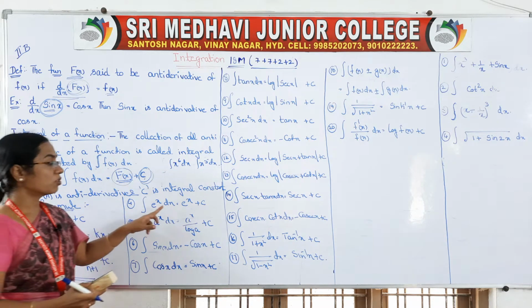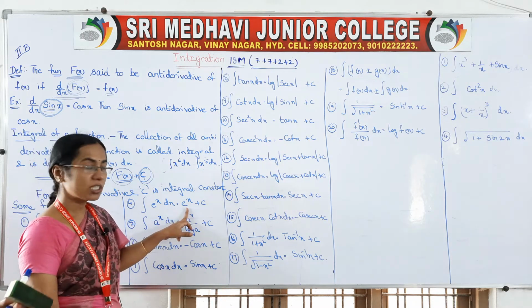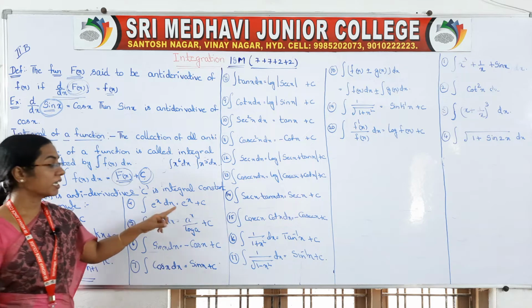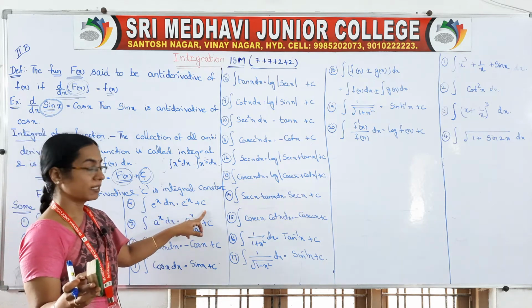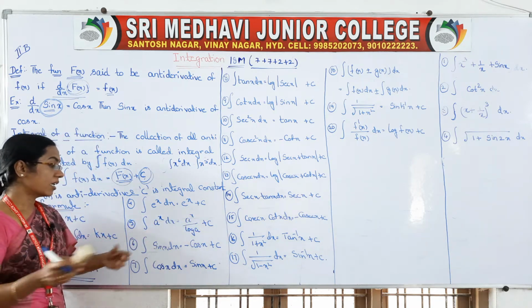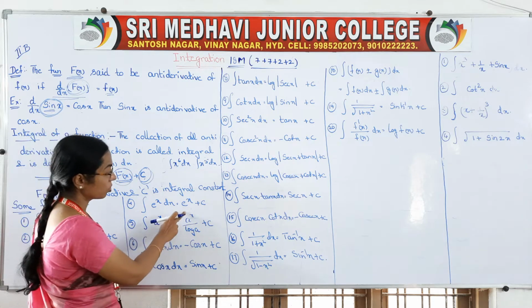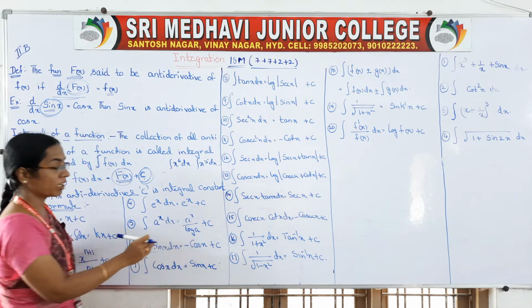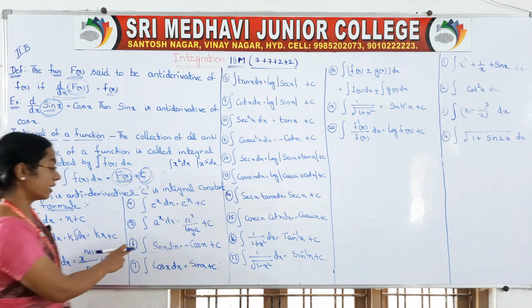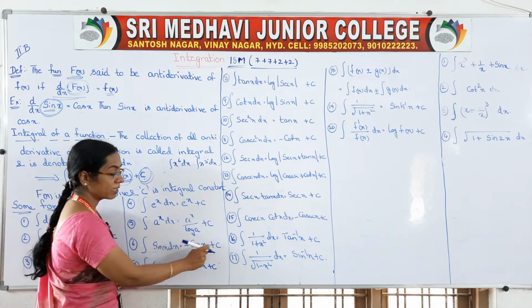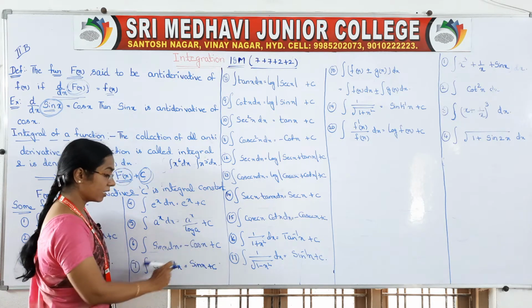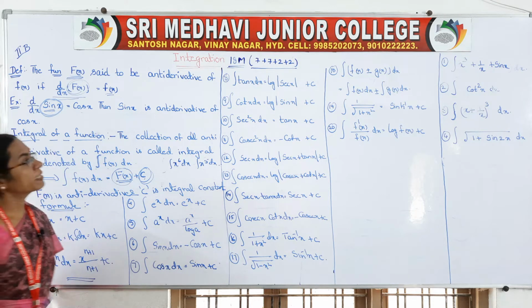Next, integral e to the power of x dx is no change for the exponential function. It is e to the power of x plus c. Next one, integral a to the power of x dx is equal to a to the power of x by log a plus c. Next, integral sin x is minus cos x plus c. Integral cos x is sin x plus c.